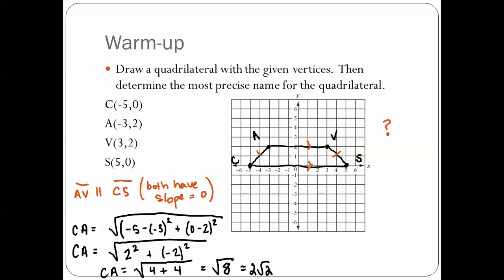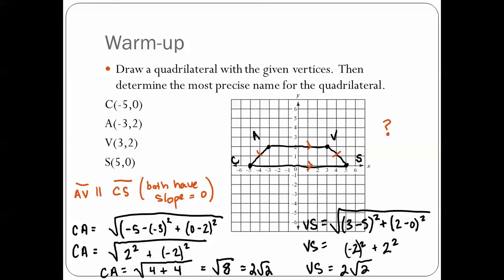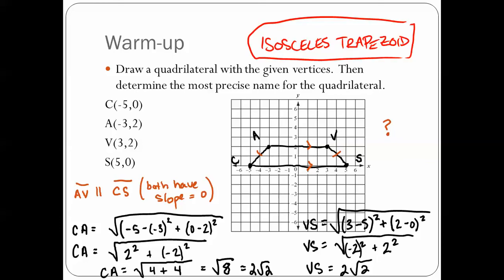Alright, let's find the length of VS. Same process. Going to plug those x coordinates and y coordinates into the distance formula and carry out our calculations. When we do that, we get the same thing. We get the square root of 8, or in other words, 2 root 2. So what's the most precise name for this quadrilateral? It's an isosceles trapezoid.